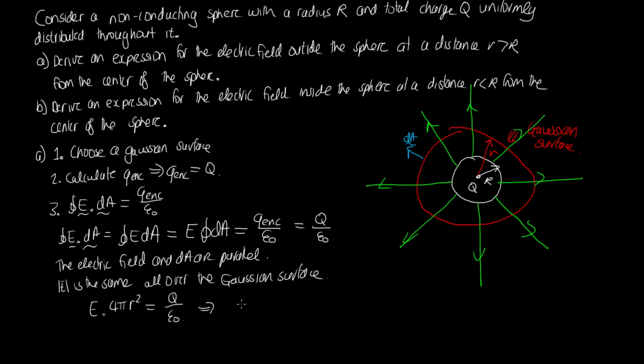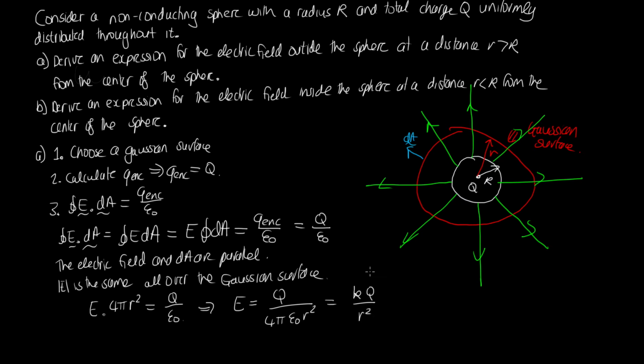And then rearranging this, we end up with our expression for the electric field, which is given by Q over 4 pi epsilon naught r squared. So if we wanted, remembering that 1 over 4 pi epsilon naught was k, we can write it this way.